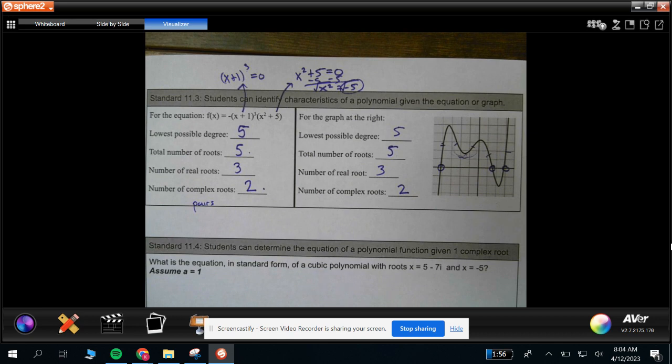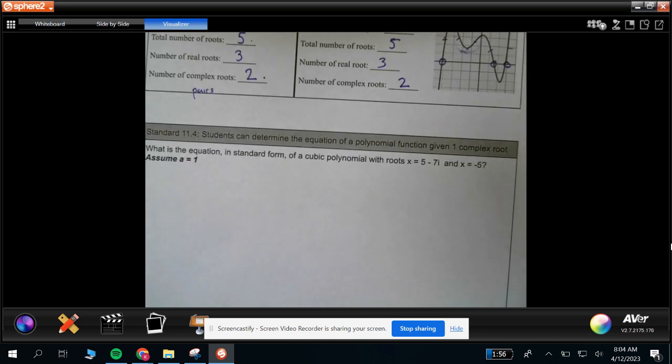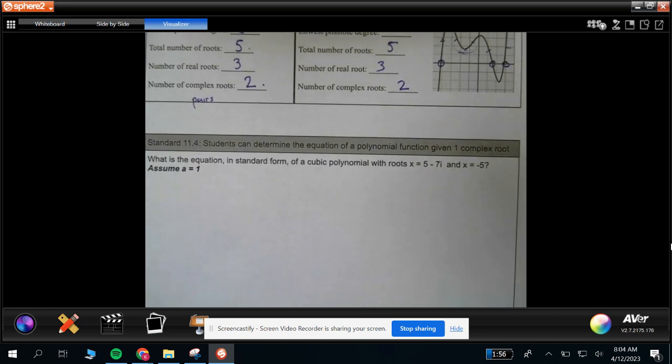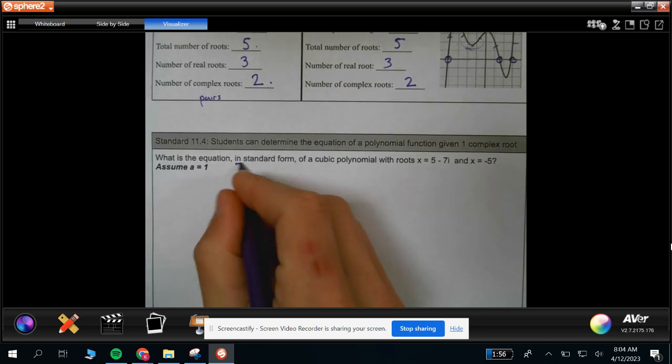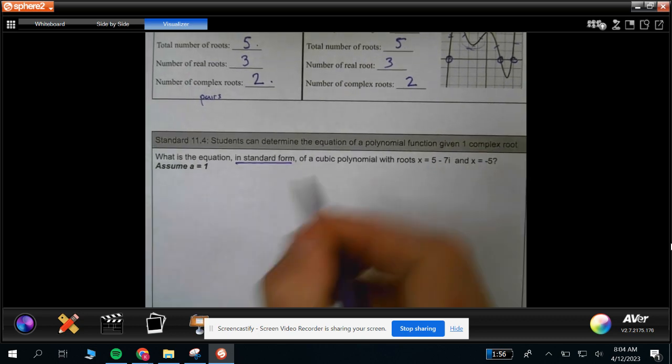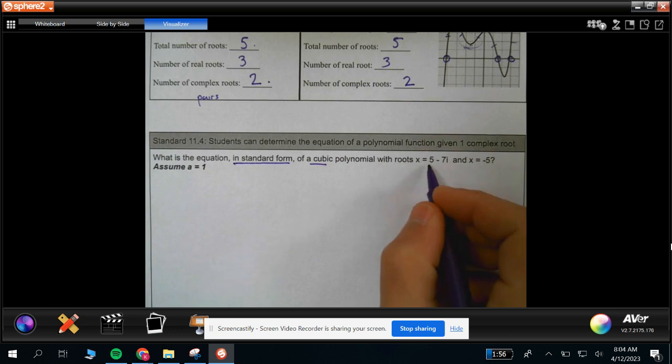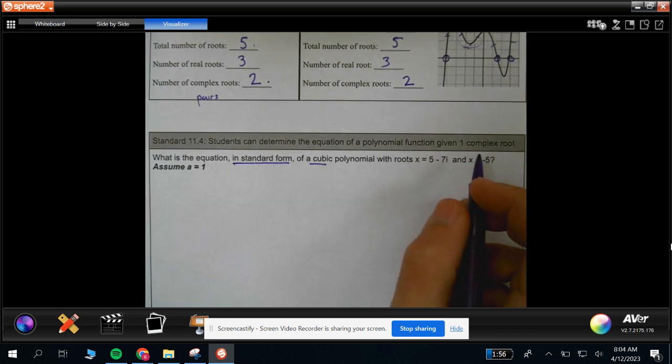All right, 11.3. Let's move on to 11.4. Our question here, what is the equation in standard form? We want to ultimately write it in standard form of a cubic polynomial with roots of x equals 5 minus 7i and x equals negative 5.